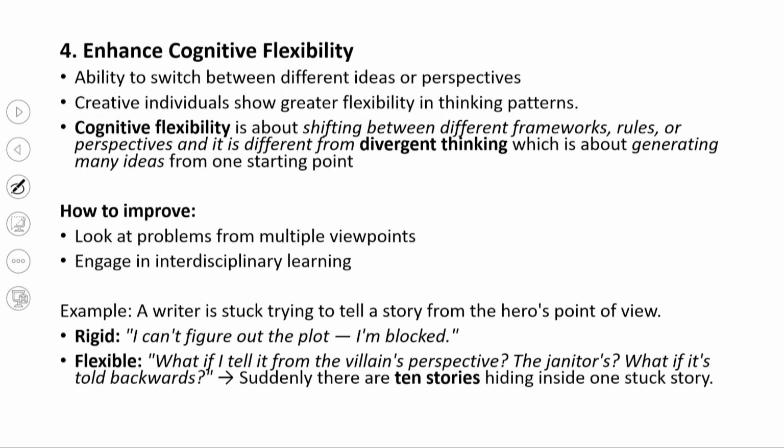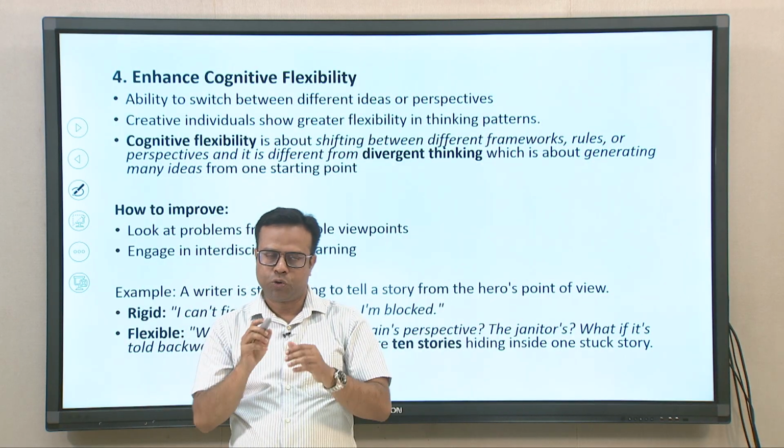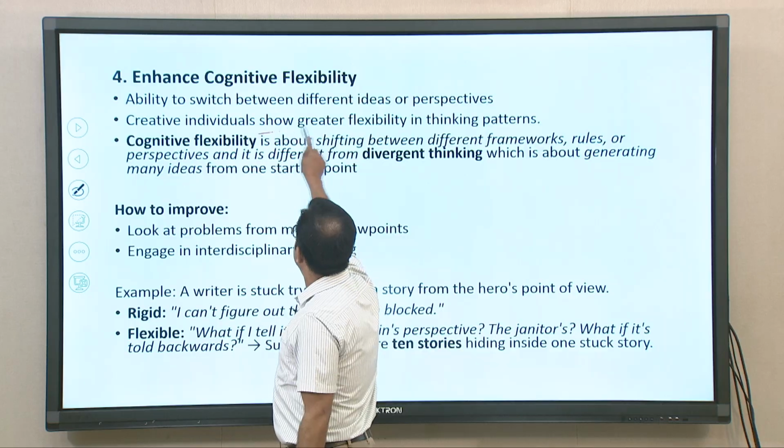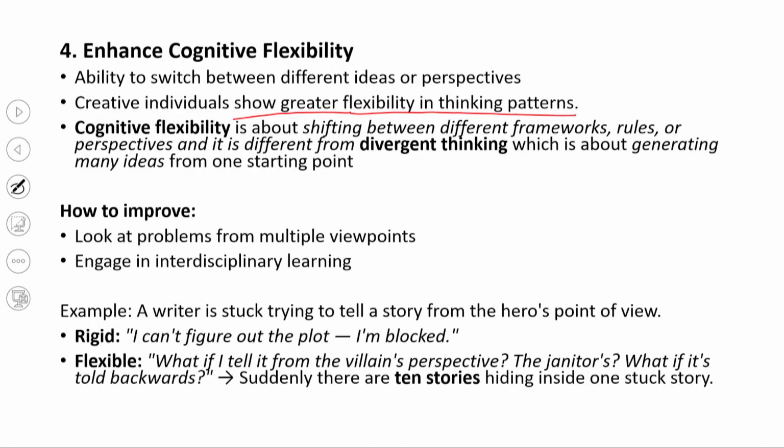Then we also, the fourth factor which is an important requirement for creative thinking is cognitive flexibility, which we also touched upon. It is the ability to switch between different ideas and perspectives. How flexible you are in your mind to look into different perspectives. Creative individuals show greater flexibility in thinking patterns. So, that is called cognitive flexibility.